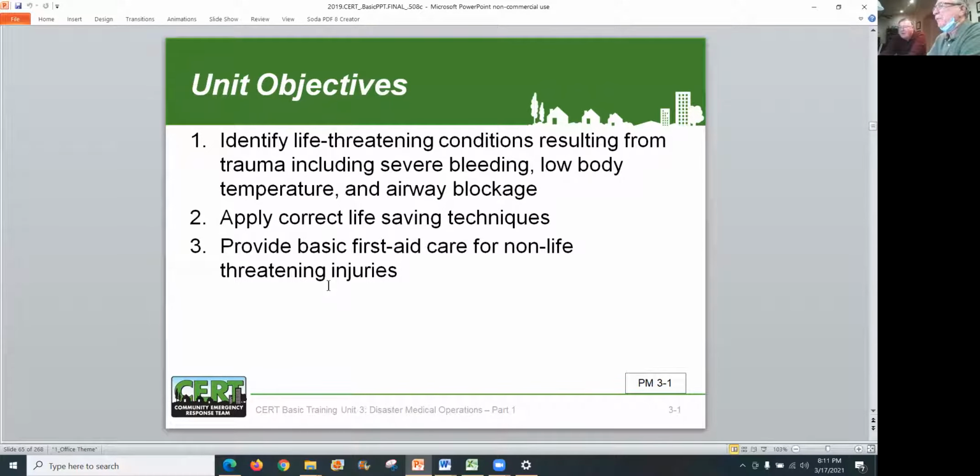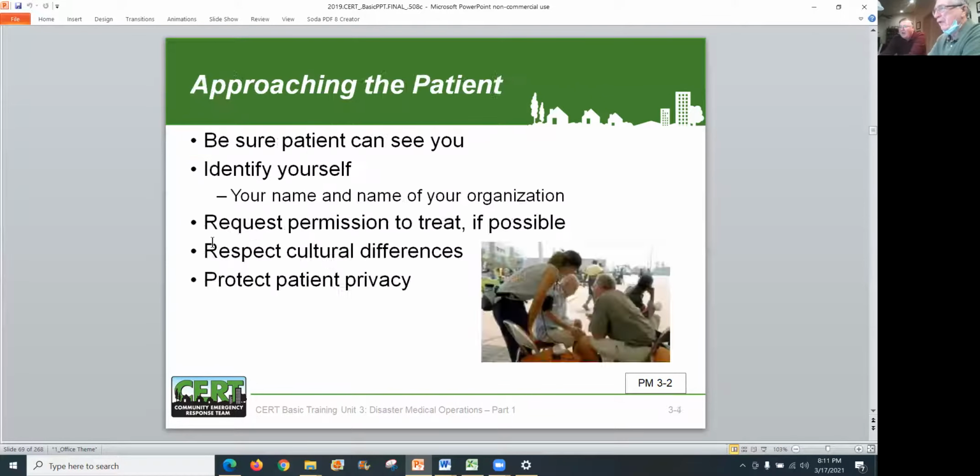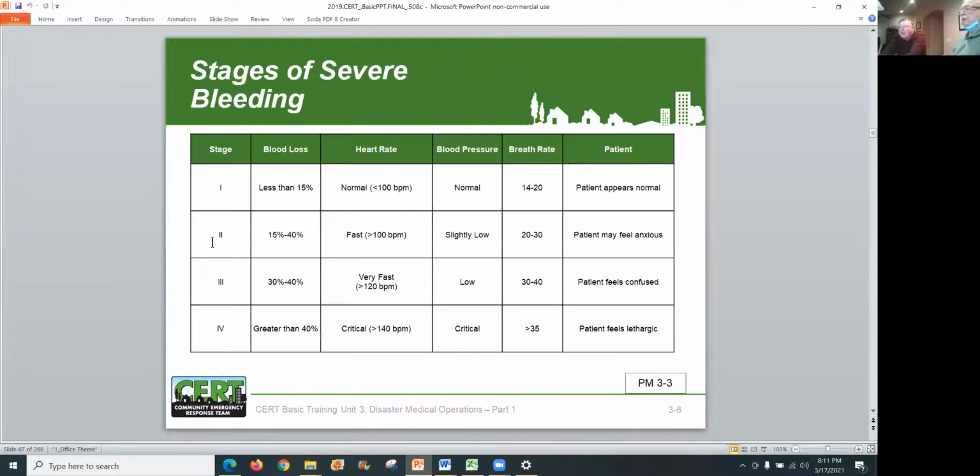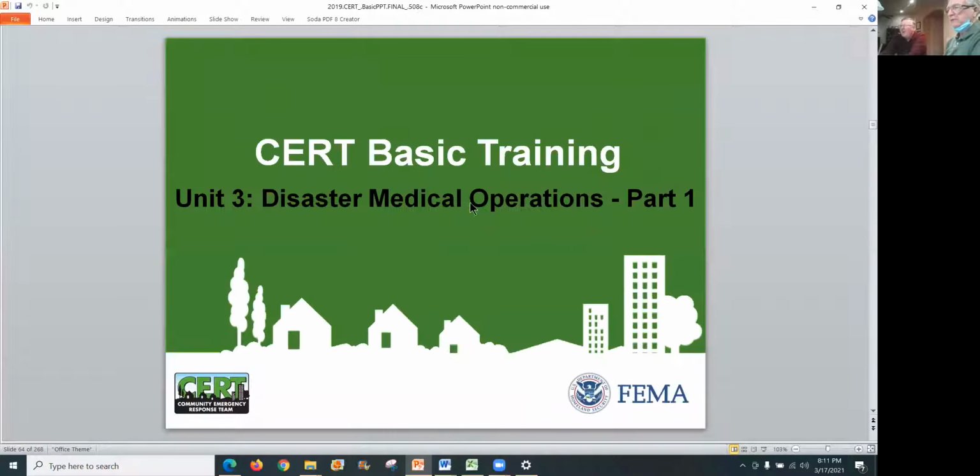Okay, what we're talking about, we did the severe bleeding. Well, may as well, while we're talking about severe bleeding, let's talk about the tourniquet. Okay, I'm going to stop sharing.